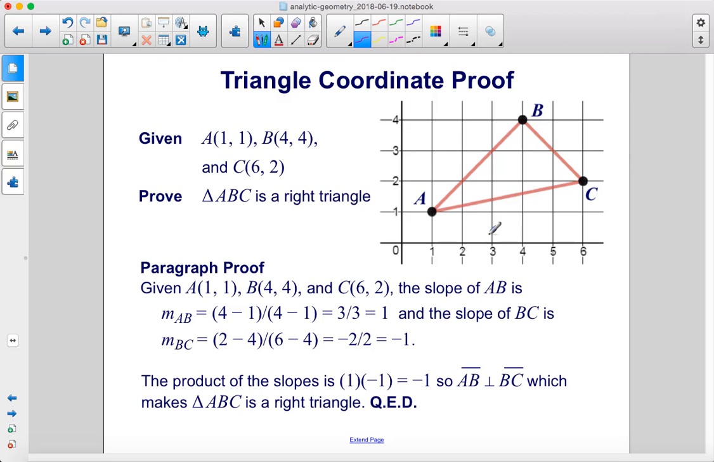Alright, so given these 3 points, the slope of AB is (4 minus 1) over (4 minus 1), which is 1, and the slope of BC is (2 minus 4) over (6 minus 4), so that is -1. The product of the slopes is -1, so that means that these two segments here are perpendicular, which makes triangle ABC a right triangle.